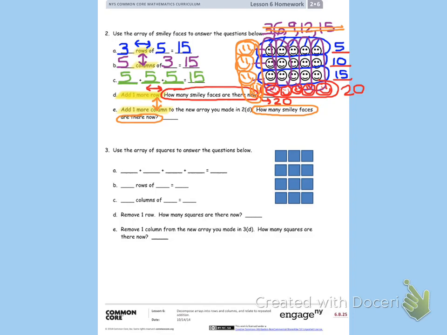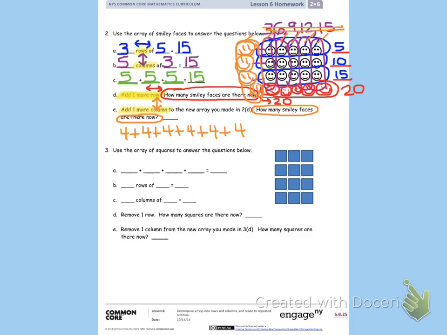That's the same thing as 4 plus 4 plus 4 plus 4 plus 4 plus 4. You can see that I marked off the top of each column so I didn't forget to count one of the columns.